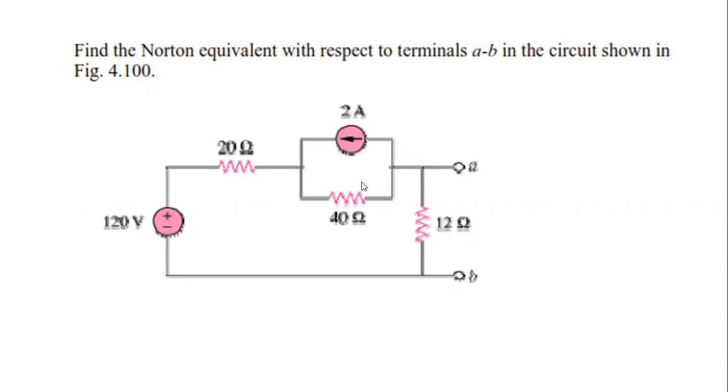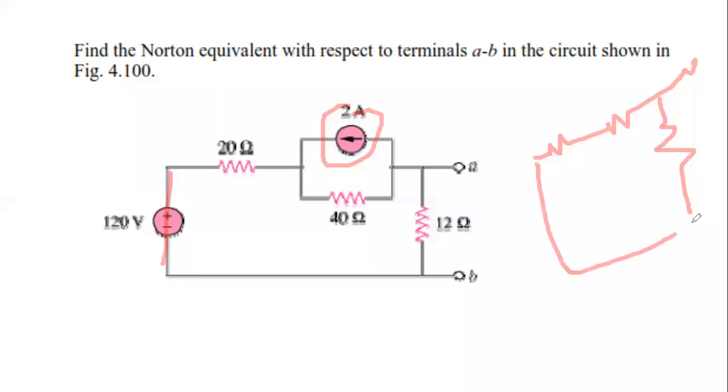In this one, the first thing is to find the Norton's resistance. For that, the voltage source will be shorted, as you all know, and the current source will be open, will be removed. So the circuit is going to be somewhat like this. I can redraw it here. It will be 20 ohm, 40 ohm. This one is 12, and this is shorted. So this is going to be the circuit.